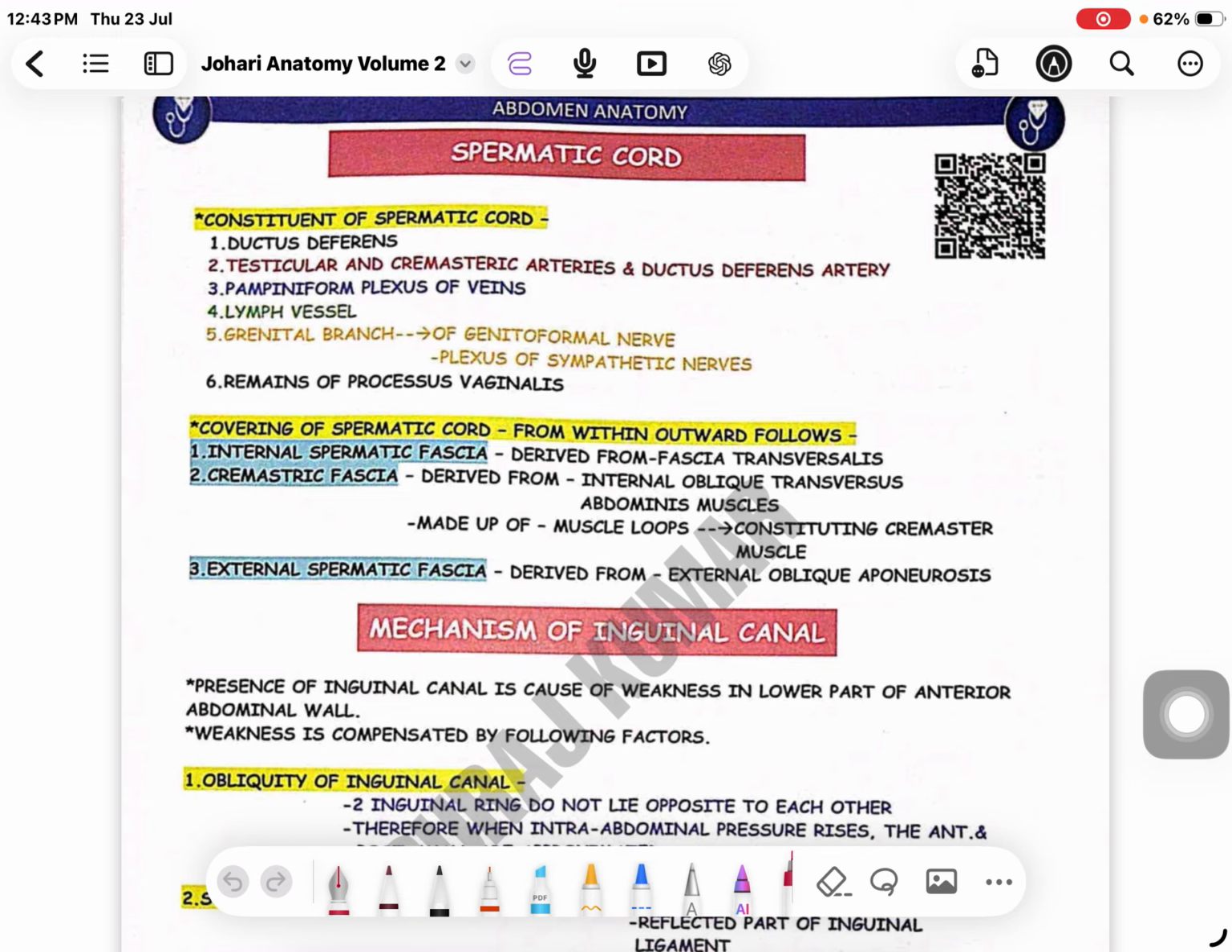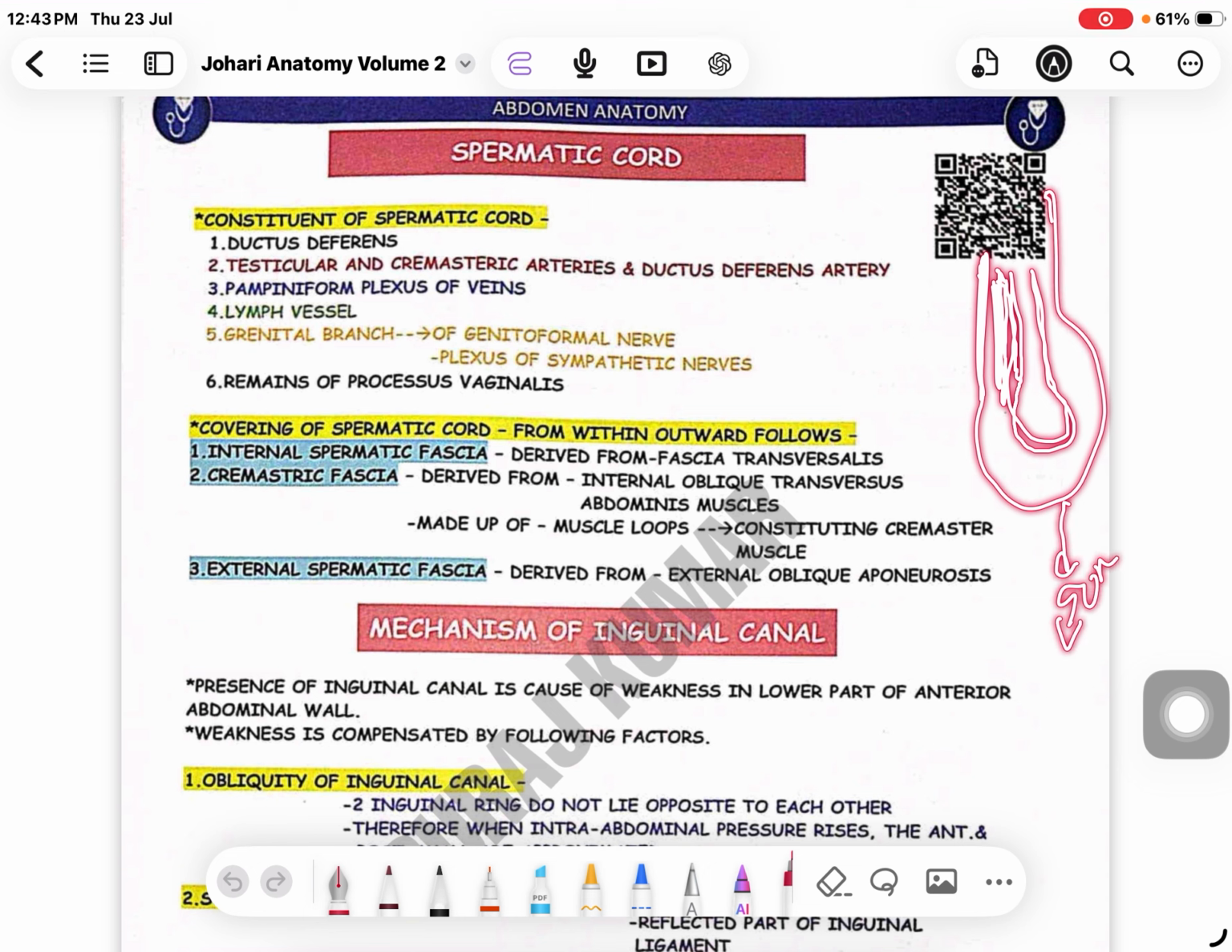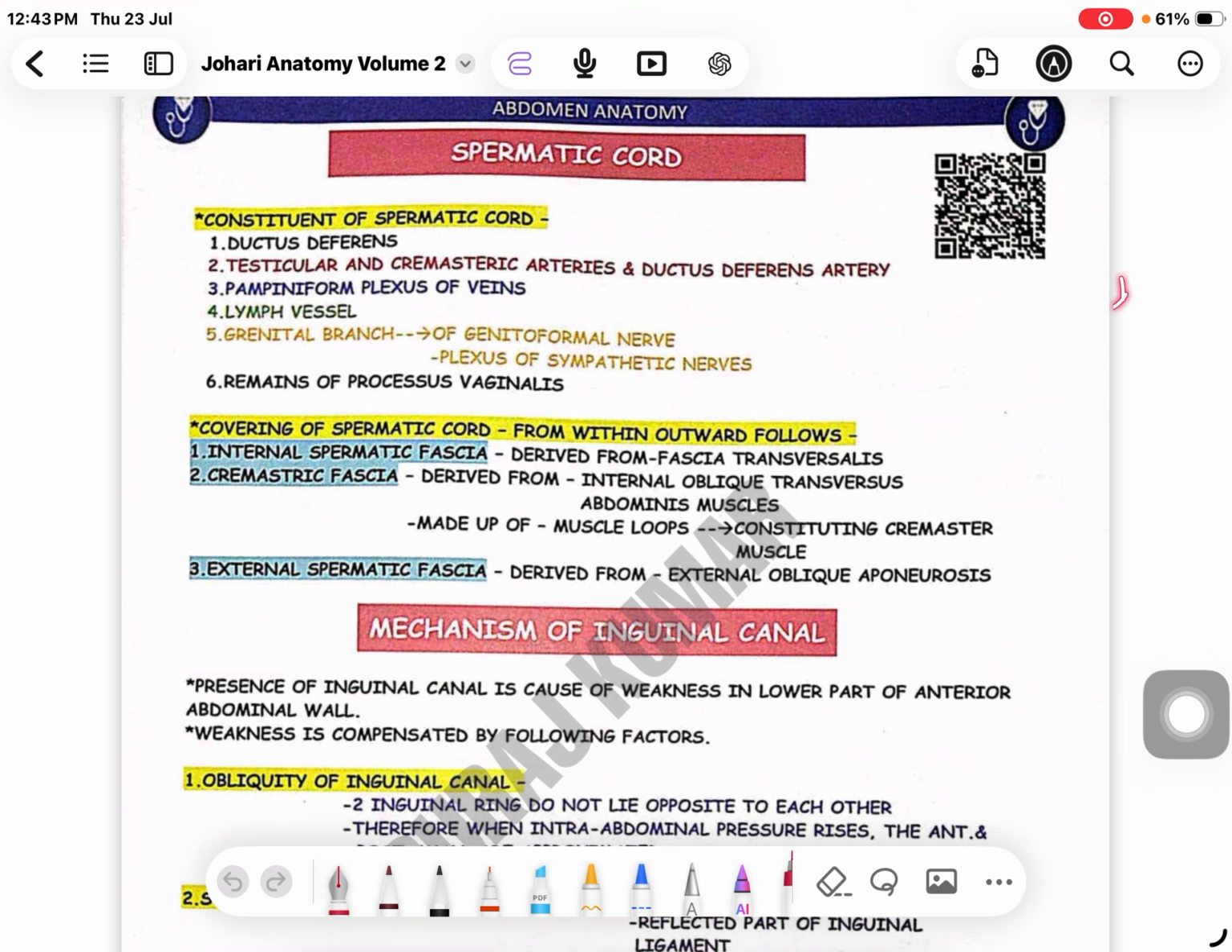So we know the spermatic cord has the covering. First of all there will be internal spermatic fascia, which is just the anterior layer. Then after that we will have cremasteric fascia. Then we will have the external spermatic fascia. External spermatic fascia will be formed by the outermost layer, that is external oblique aponeurosis. Then cremasteric fascia will be formed by the internal oblique muscle, and the most anterior, that is internal spermatic fascia, is derived from the fascia transversalis. So it is derived from all these things.